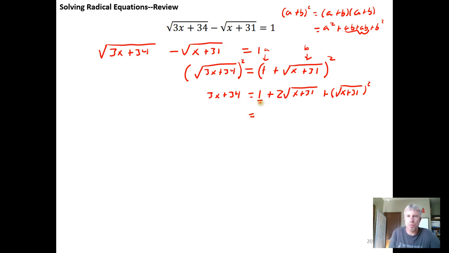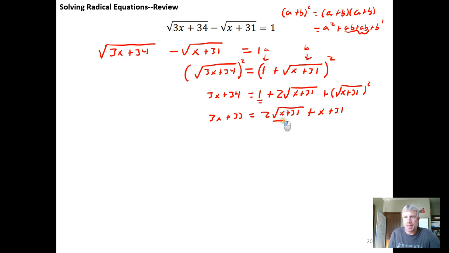I could subtract this 1 from both sides, because ultimately what I'm going to need to do is isolate this other square root and square things again. So I'm going to subtract this 1 from both sides, which will give me 3x plus 33. I've got the 2 times the square root of x plus 31 from right here. And when I square this square root here, it's going to cancel the square roots. I'm going to get plus the x plus 31 that's under the radical sign.